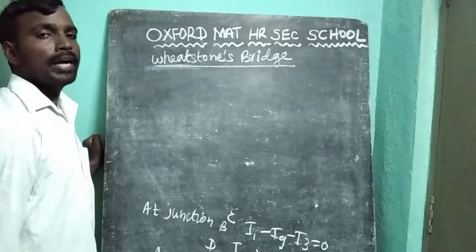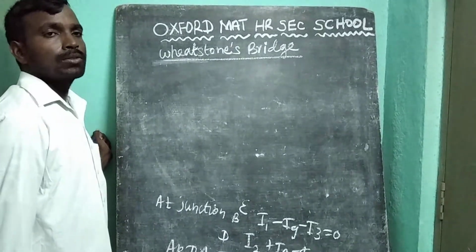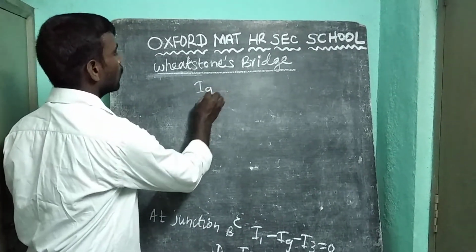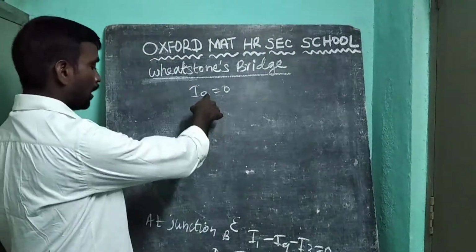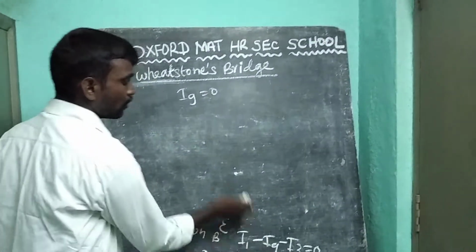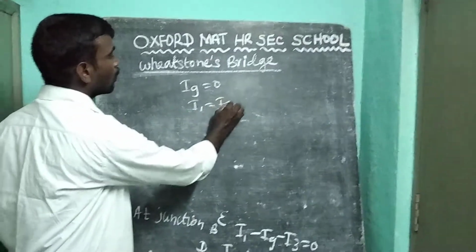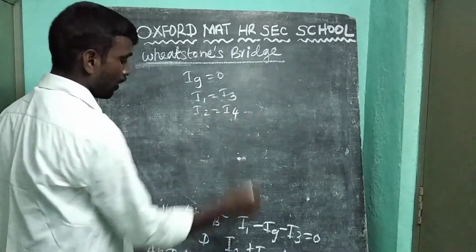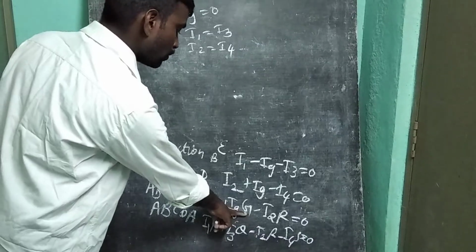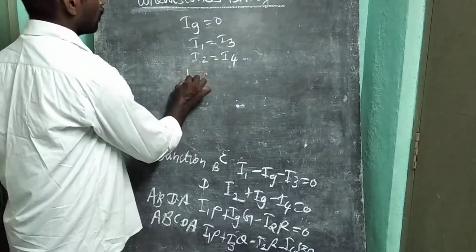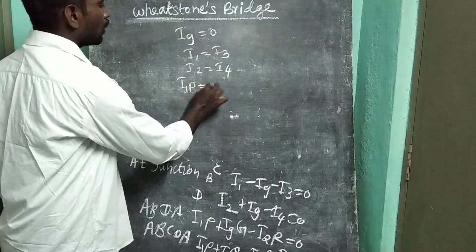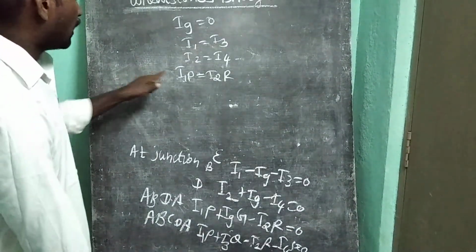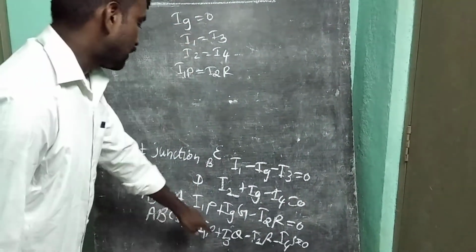At junctions B and D, the potentials are equal. That is, no current is flowing through the galvanometer, so the galvanometer current Ig is equal to 0. Substitute this value in the equations. Here Ig equals 0, so finally I1 is equal to I3, and I3 is equal to I4, where I2 is equal to I4. Since IgG is equal to 0, I1P is equal to I2R.